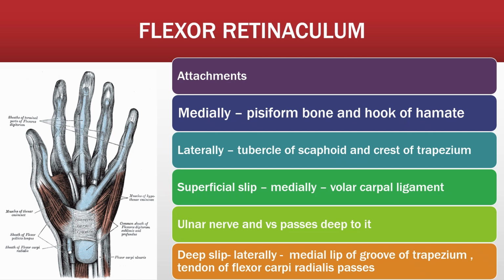Laterally, it is attached to the tubercle of the scaphoid and the crest of the trapezium. So this is a band of fascia or a fibrous sheath that is extending on the distal aspect of your wrist. Okay? So the medial attachment is on the pisiform and the hook of hamate. Lateral attachment is on the tubercle of the scaphoid and the crest of the trapezium. So this thick band is known as the flexor retinaculum. Okay, so we have seen two attachments.